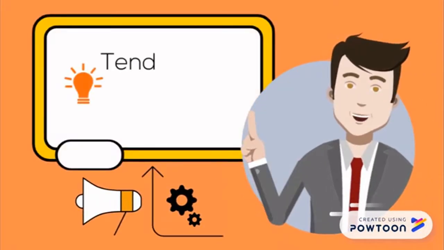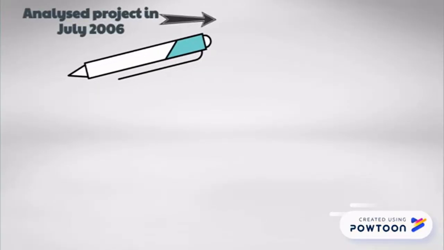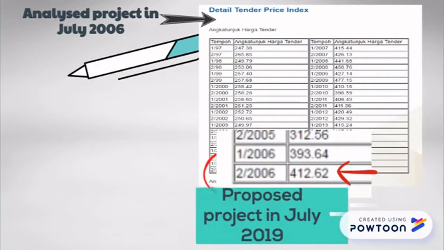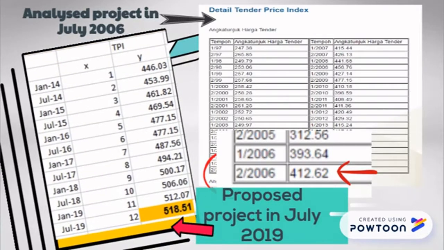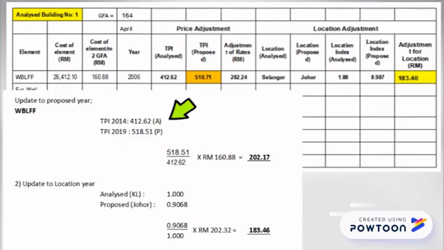The first step, tender price index adjustment. One of the 5 ECAs of the analyzed project is in July 2006 with the index of 412.62, and the proposed project is in July 2019 with the index of 518.51. To make the TPI adjustment, firstly, the TPI of the proposed building will be divided by the TPI of the analyzed building, and it will be multiplied with the cost of the element in meter square GFA. The product will be the new price of the element after TPI adjustment.